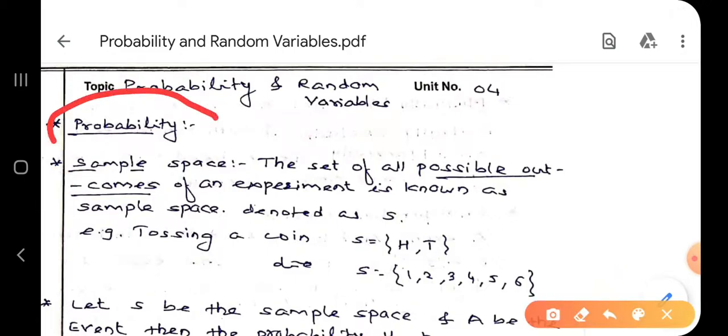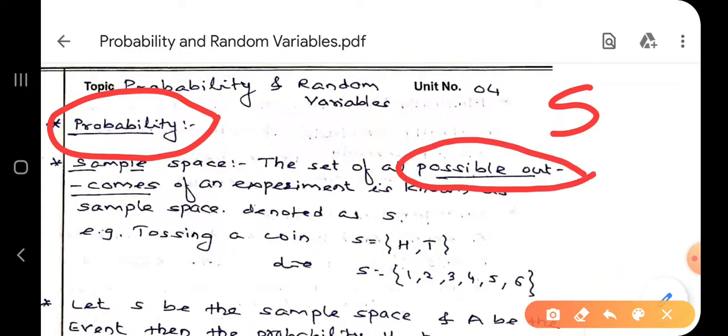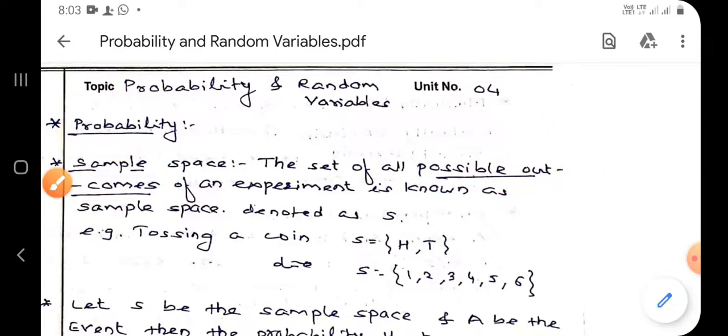To define probability, I need the sample space, which we denote by S. The set of all possible outcomes of an experiment is known as the sample space. So whatever experiment we are going to do, the possible outcomes give us the sample space.